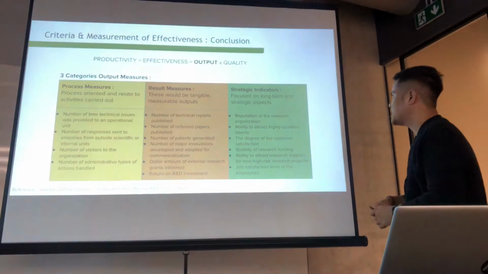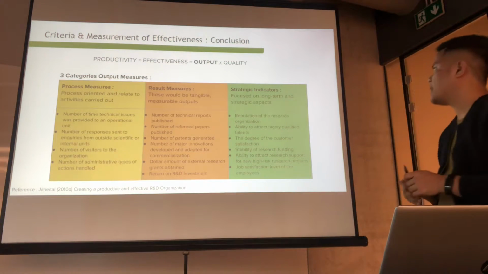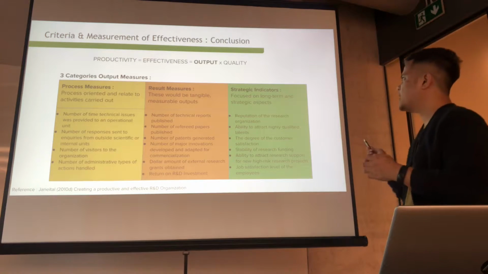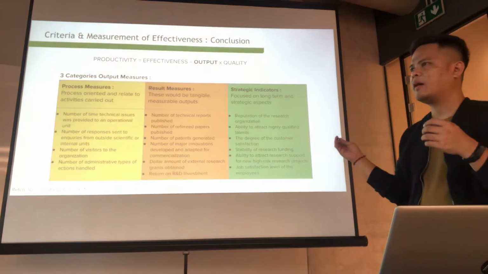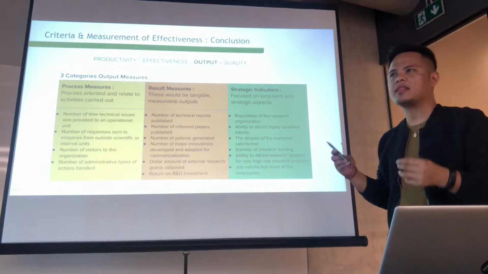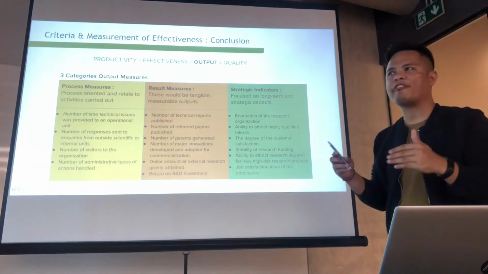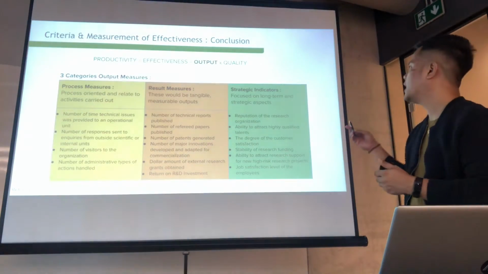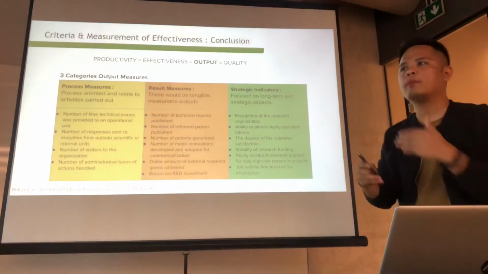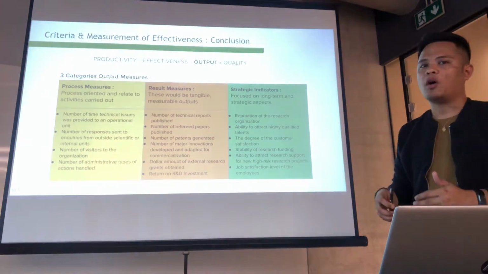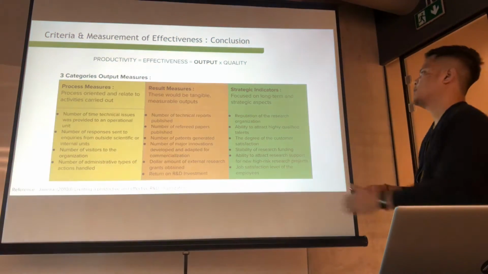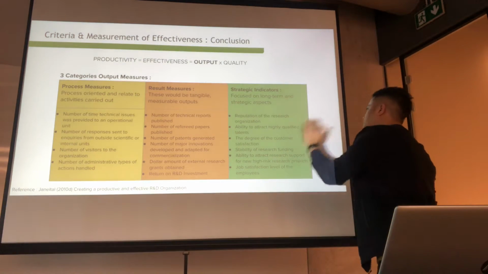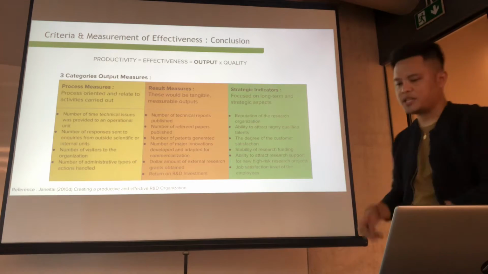And lastly is strategic indicators. Focus on long-term and strategic aspects. So, what is strategic indicators? Basically, this will tell you, does the result of your R&D project meet the long-term objective and organizational goal of your company? So, these are the key main factors of process measures, result measures, and then strategic indicators.